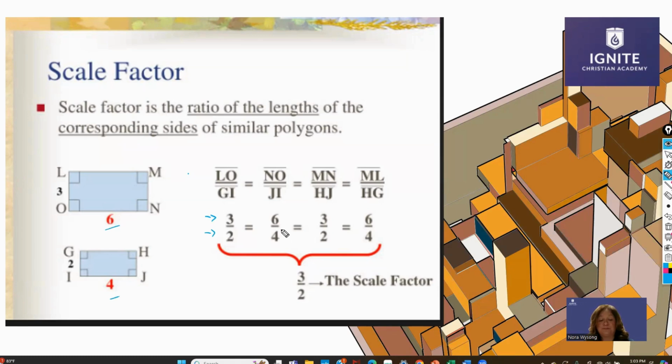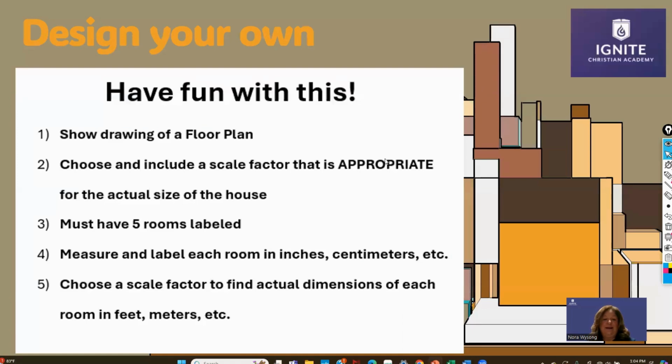6 over 4. And if I wanted to keep going, this is a rectangle, so opposite sides are equal. Then I would find that scale factor to be 3/2. So my scale factor would be 3 over 2. The larger rectangle is 3/2 the size of the smaller rectangle, or going backwards, the smaller rectangle is 3/2 less the size of the larger rectangle. All right, let's see our next slide.